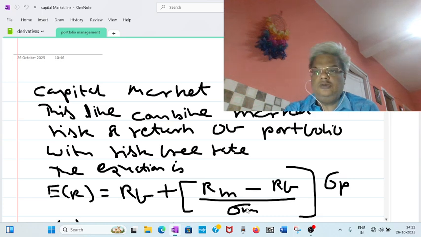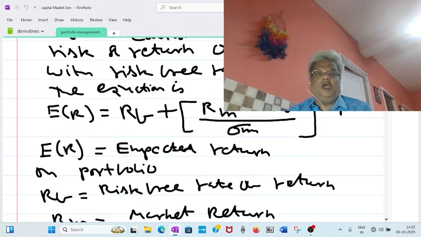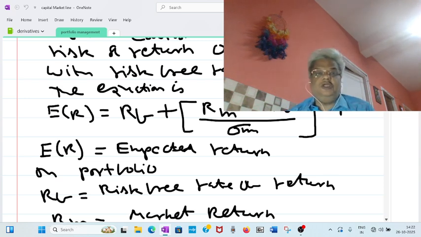You can see the equation is given: Rf plus (Rm minus Rf) divided by sigma m, into sigma p. And what are we calculating? We are calculating the expected return. Now, my dear students, here Rf means the risk-free rate, Rm means the market return, and Rf I have already told, risk-free rate of return. Sigma m means the standard deviation or total risk of the market, and sigma p is the total risk of the portfolio.